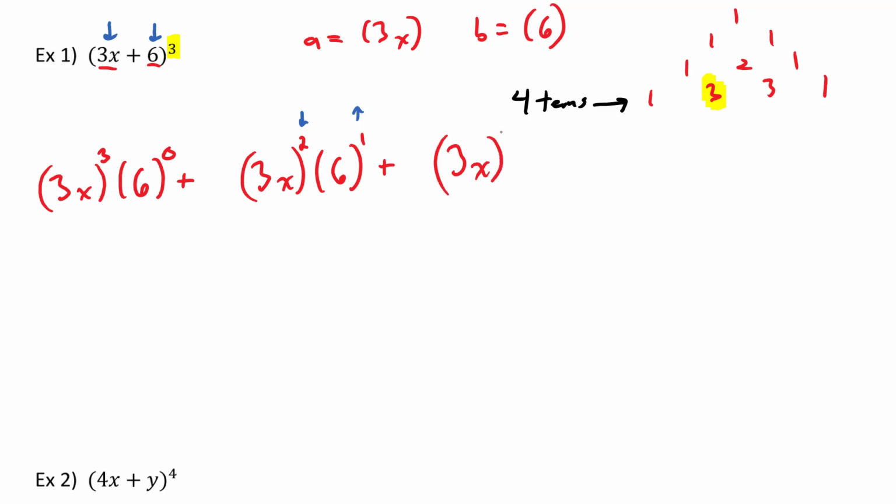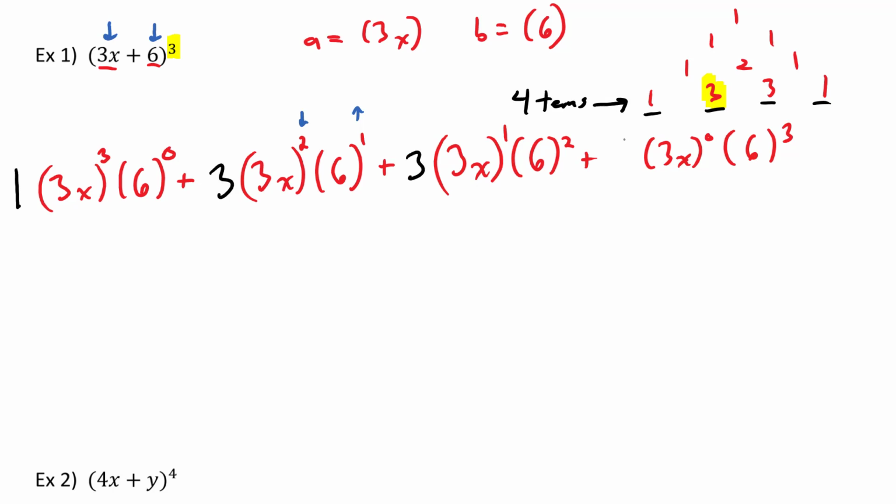3x, do the same thing here. 1, 6 squared, plus 3x, 0, 6 cubed. Now what I'm going to do, I'm going to use these values as my coefficients. 1, 3, 3, and 1. And that's how we build that.